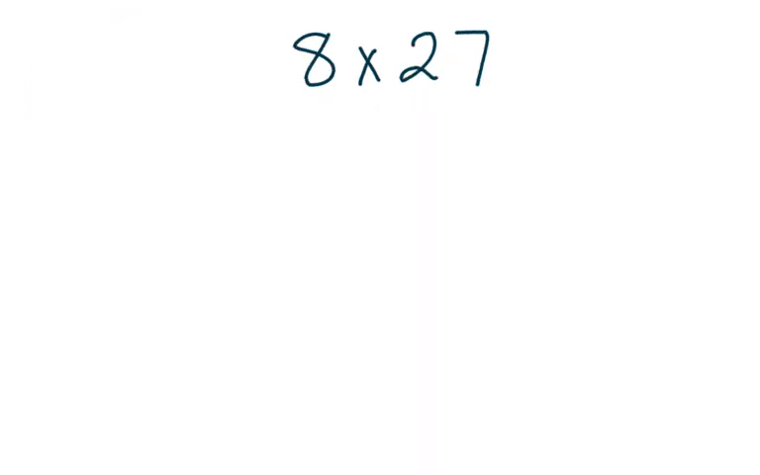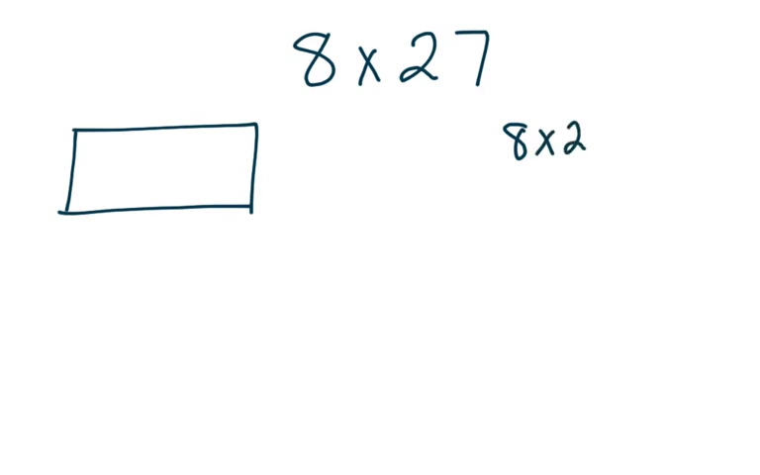Okay, for our next problem, we have 8 times 27, and we're going to start off and do the area model and the distributive property at the same time. So I'm going to draw my rectangle over on the left side of my screen for my area model, and I'm going to rewrite my problem over here on the right side.